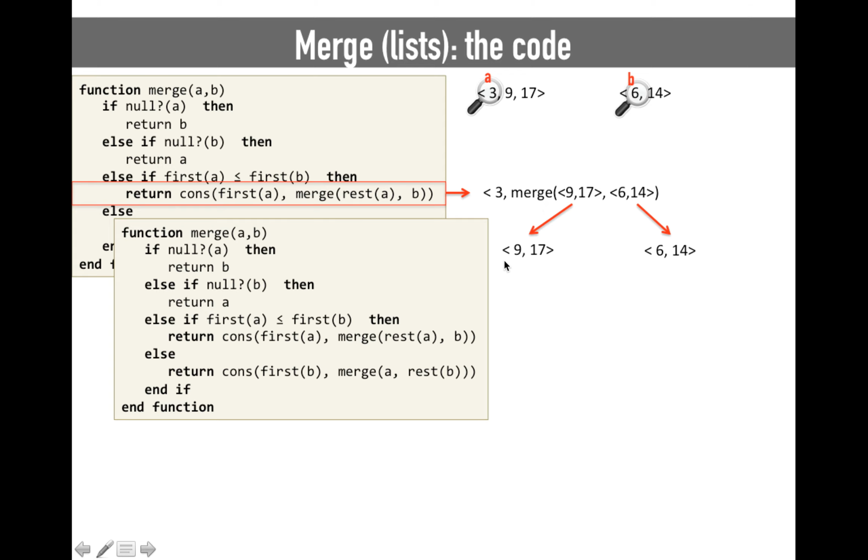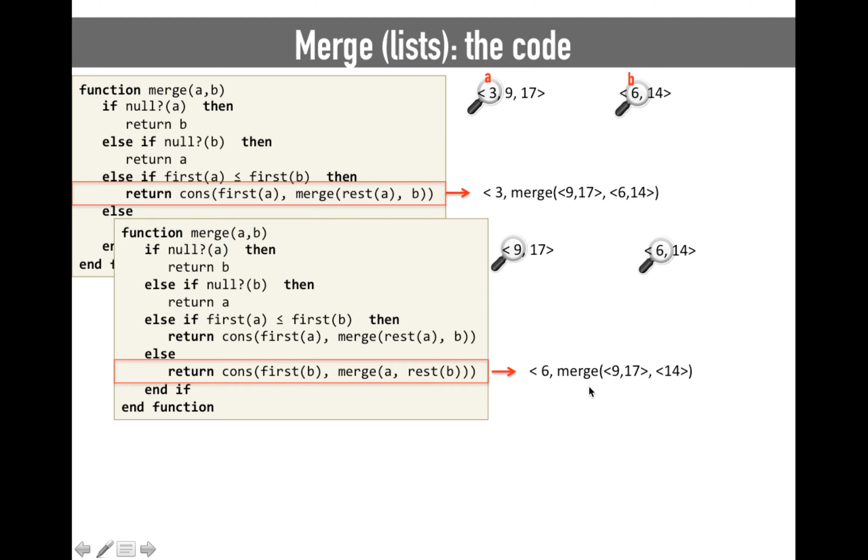So we enter again. A is not null, B is not null, A is not lower than or equal to B, so we enter the else. So we are going to construct here a list that starts with the number 6, and we are going to proceed with the merge of this complete list, this is list A, you have it here, and the rest of list B, because number 6 has been consumed.